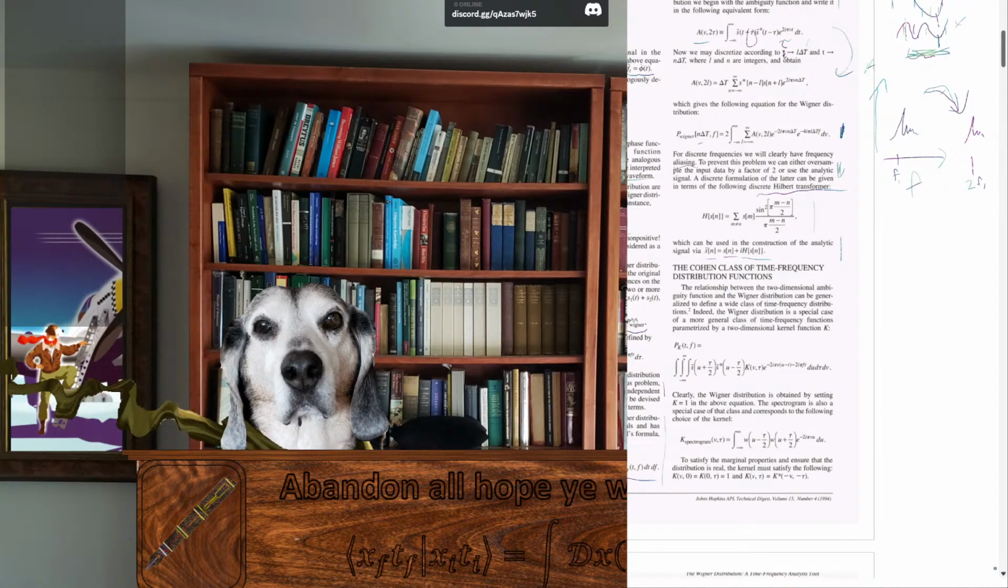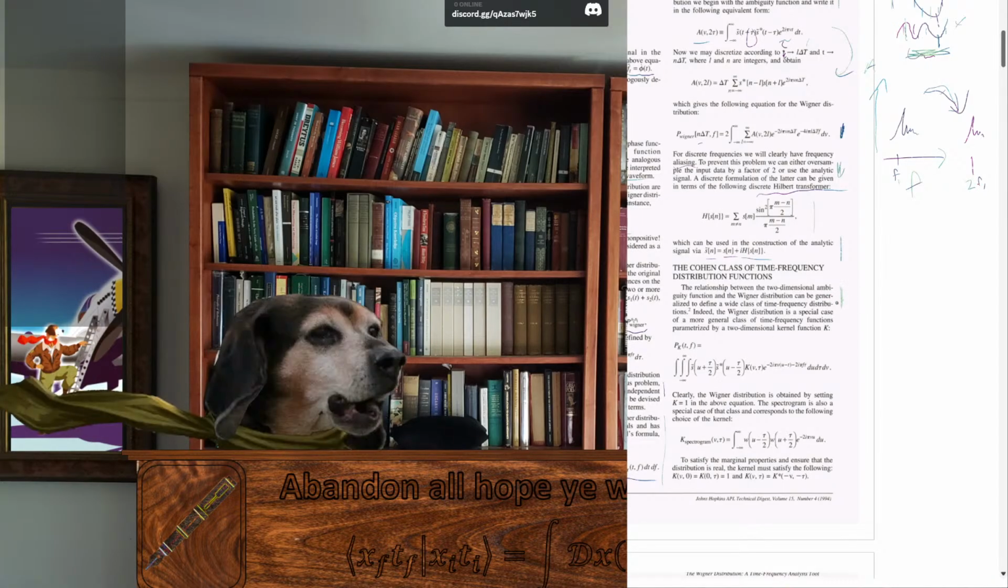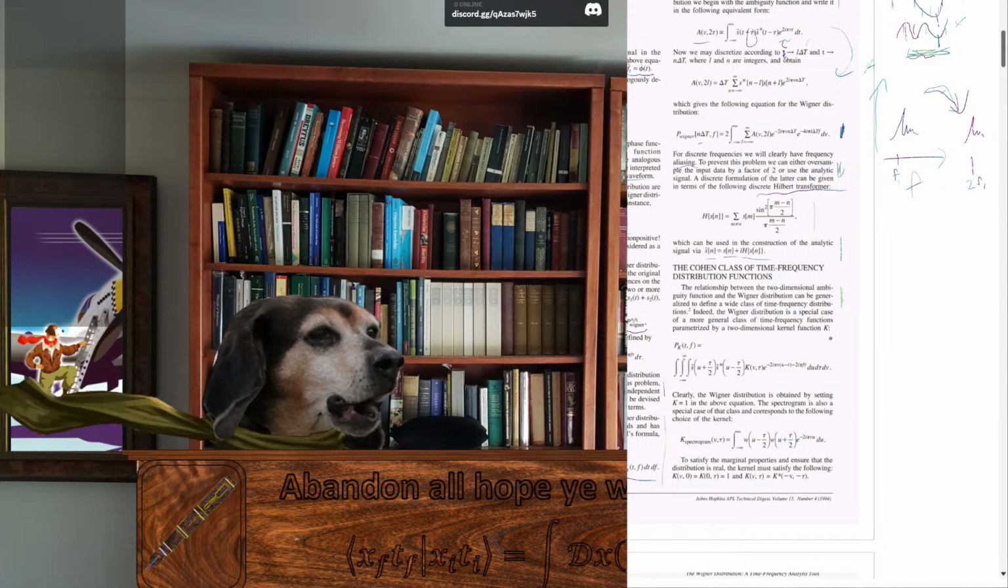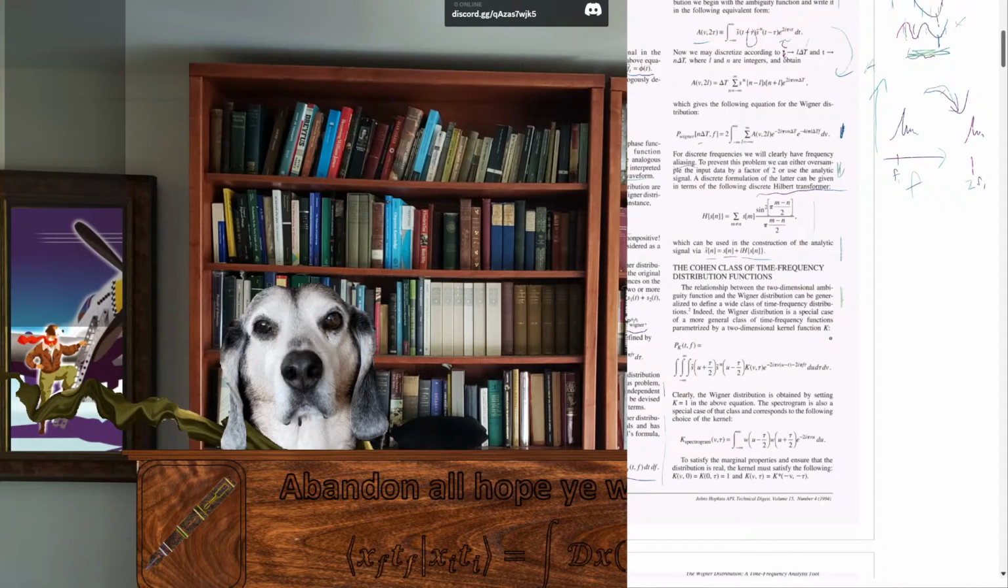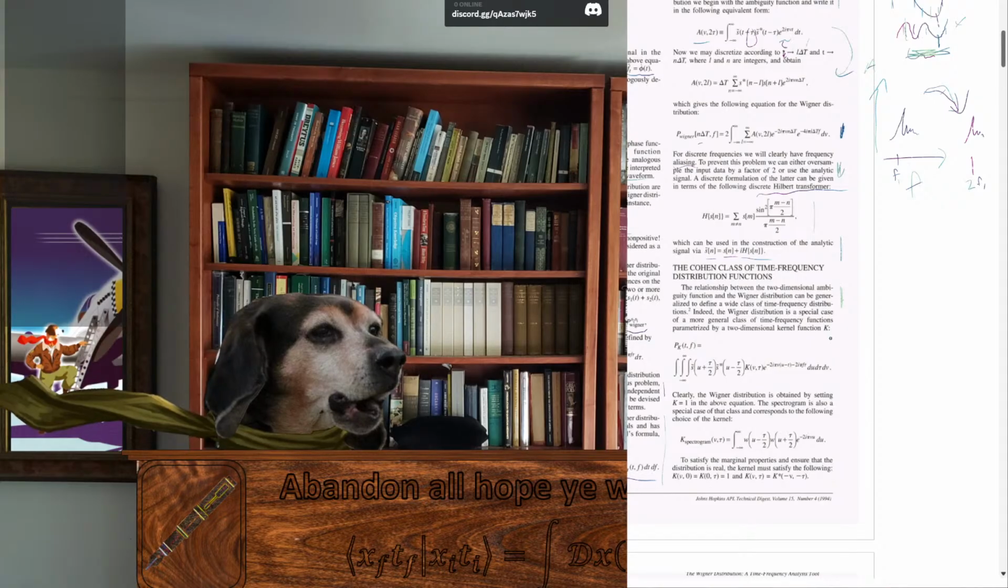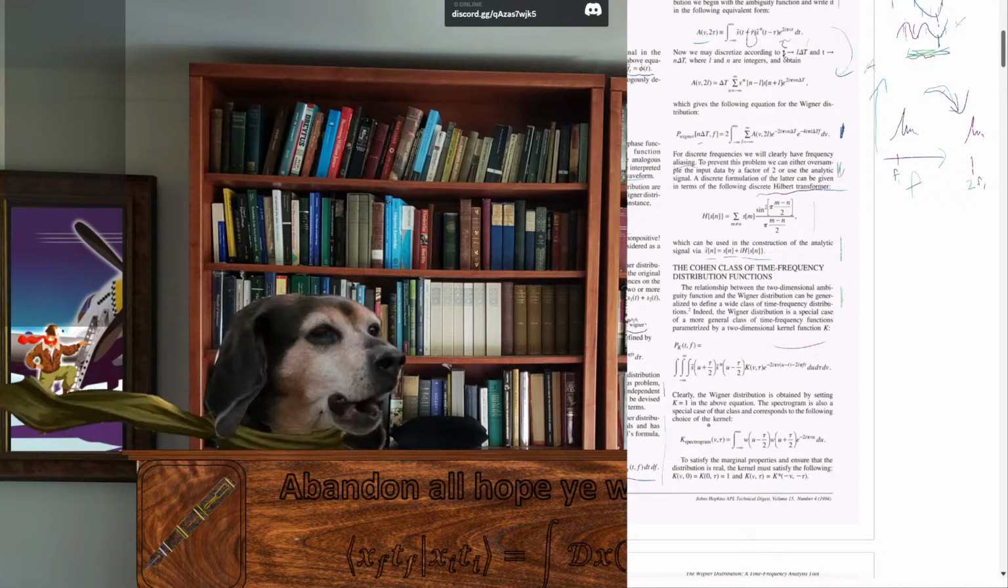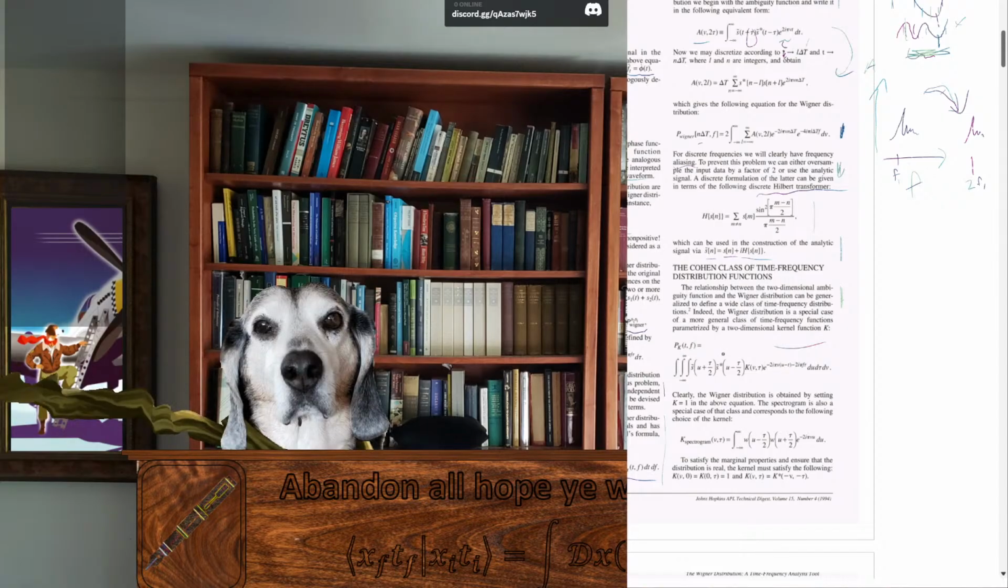All right. Cohen class of time frequency distribution functions. The relationship between the two-dimensional ambiguity function and the Wigner function and the Wigner distribution can be generalized to define a wide class of time frequency distributions. Indeed, the Wigner distribution is a special case of the more general class of time frequency functions parameterized by a two-dimensional kernel function.